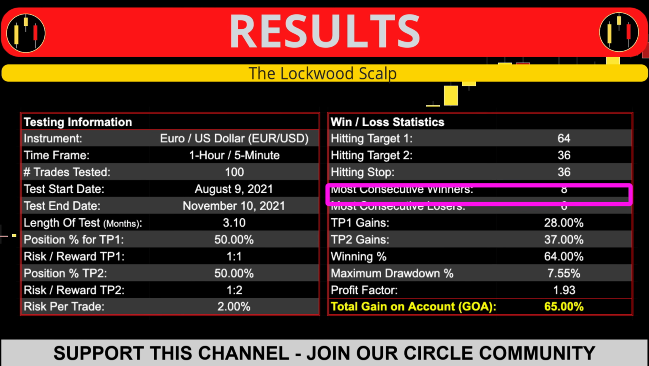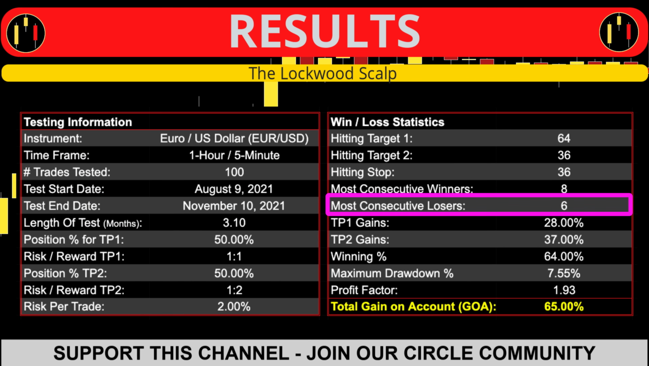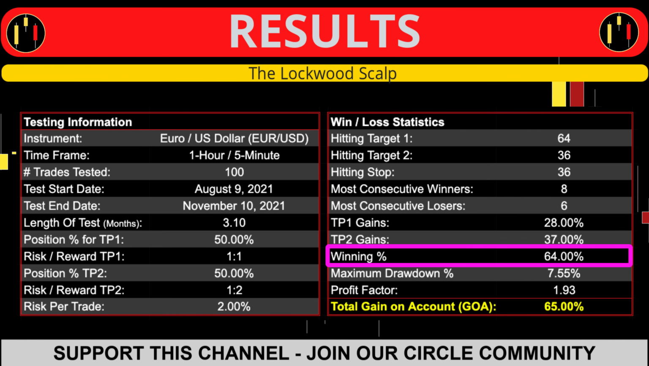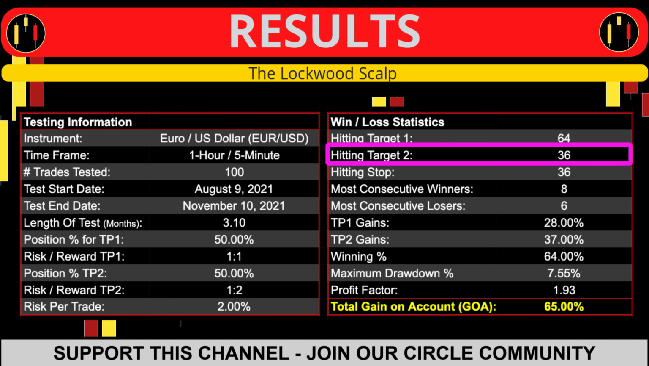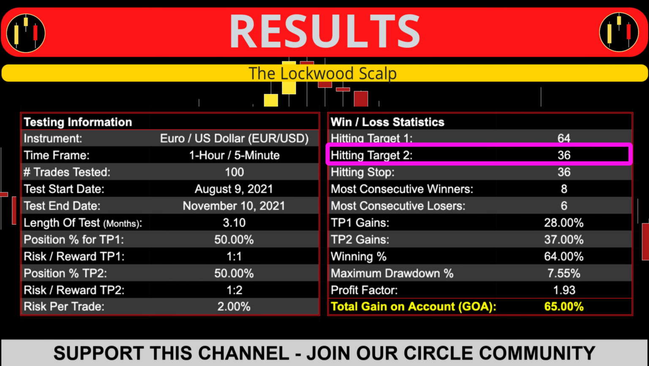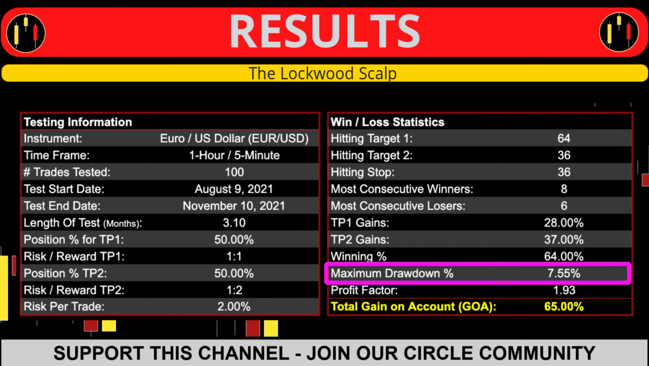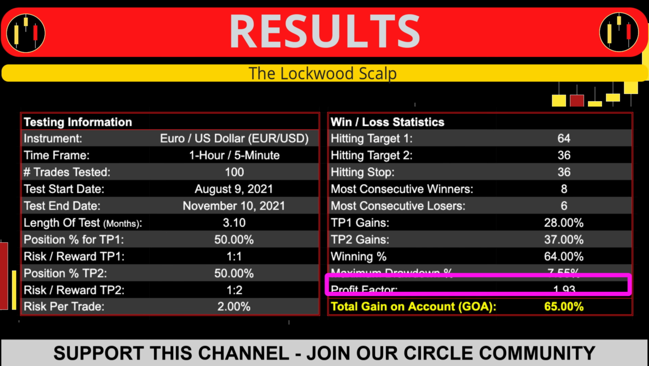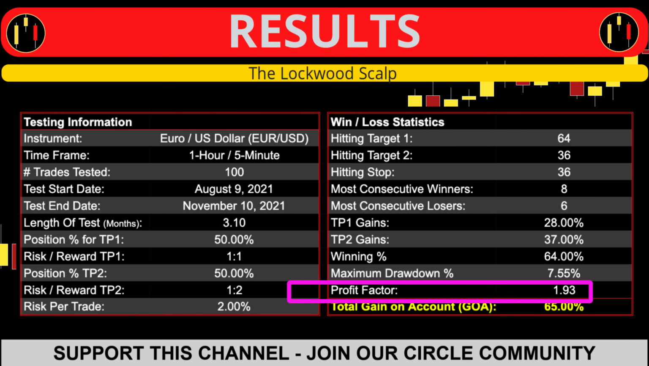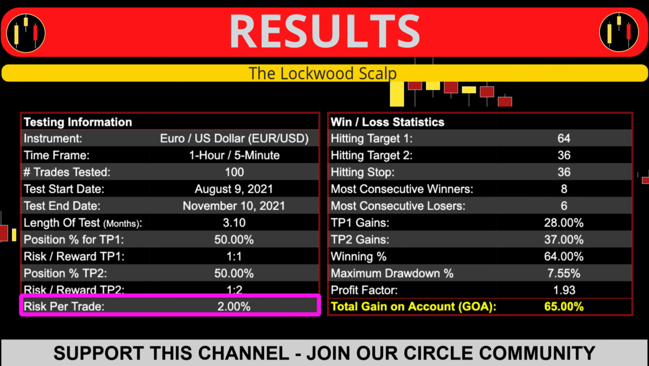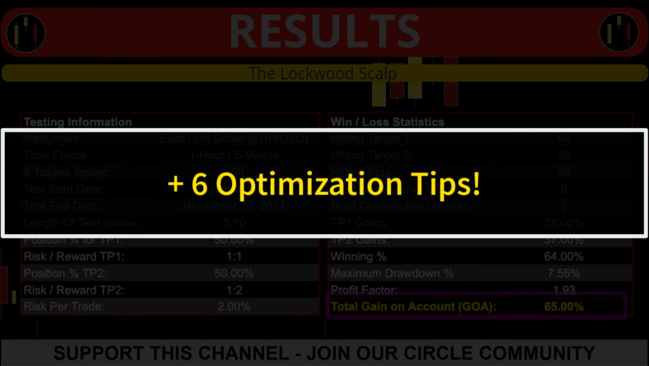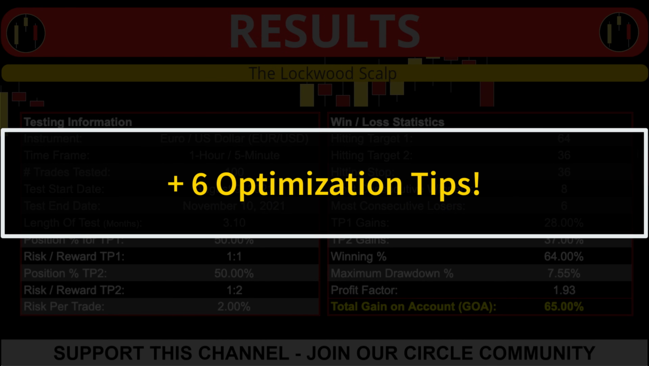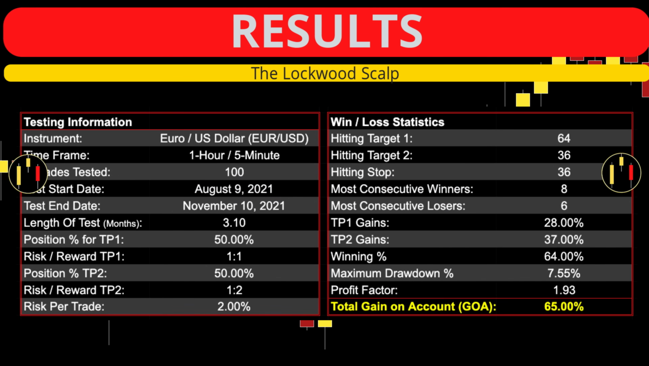Most winners in a row came in at 8, and the most consecutive losses came in at 6. This dataset provided for a 64% win rate, with 36 of those 64 trades moving on to hit both targets 1 and 2. The maximum drawdown was 7.5%, with a decent profit factor right under 2. Risking 2% on each position, the gain on the account was a very robust 65% gross over those short 3 months. And I have some intriguing ideas on how we can make this system even more versatile.